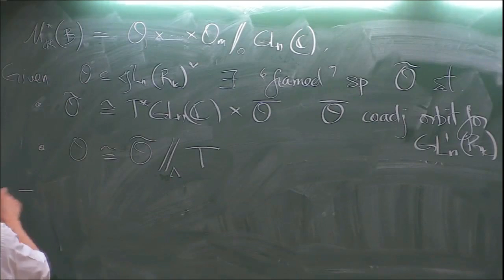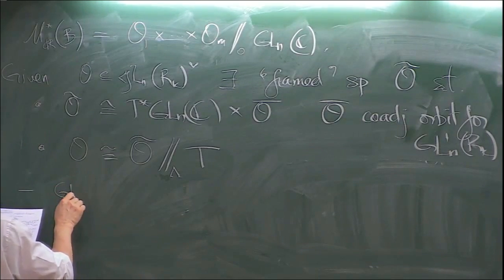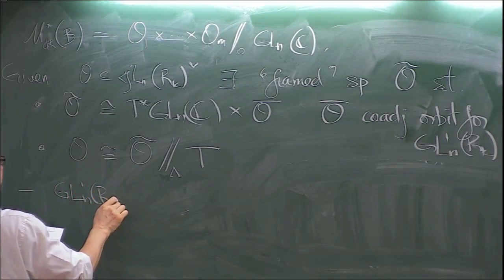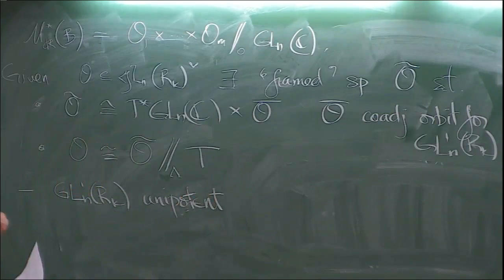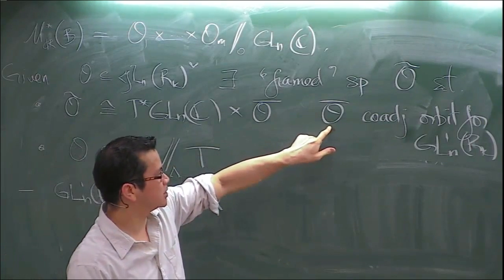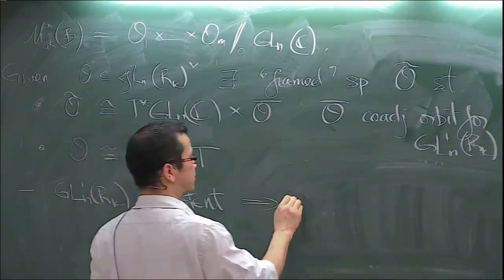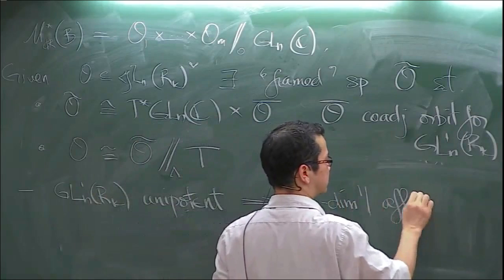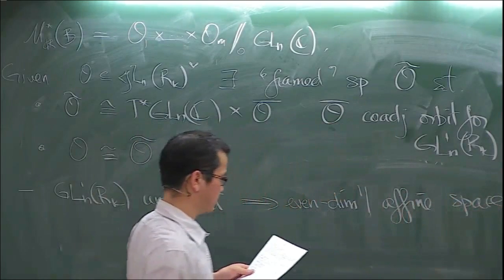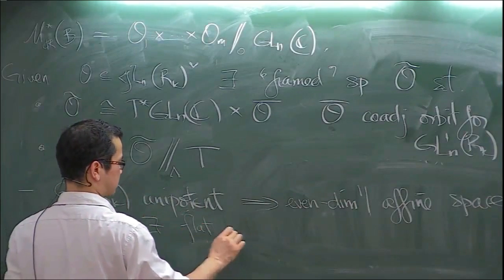Okay, so now we look at this. Since GLn,1 of R_k is unipotent, and this O bar is a homogeneous space for this group, this will be an even dimensional affine space. So there's a flat hyper-Kähler metric here.